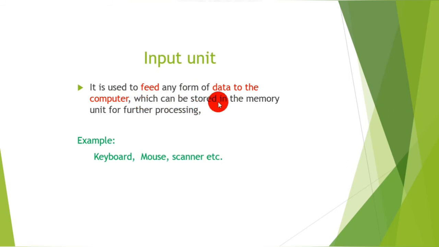Which can be stored in the memory unit for further processing. We already know that if you are giving input to the computer, it directly goes and is stored in the memory unit. Now you can see examples of the input unit: keyboard, mouse, scanner, etc. These are all examples of the input unit. Now you can understand why we need an input unit. The input unit is used to feed data to the computer, and then data can be stored in the memory unit for further processing.